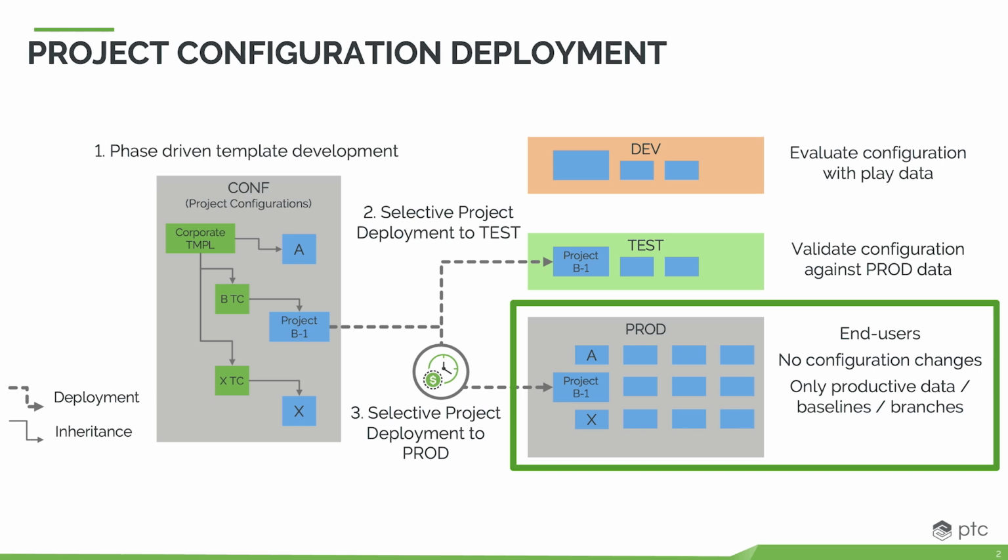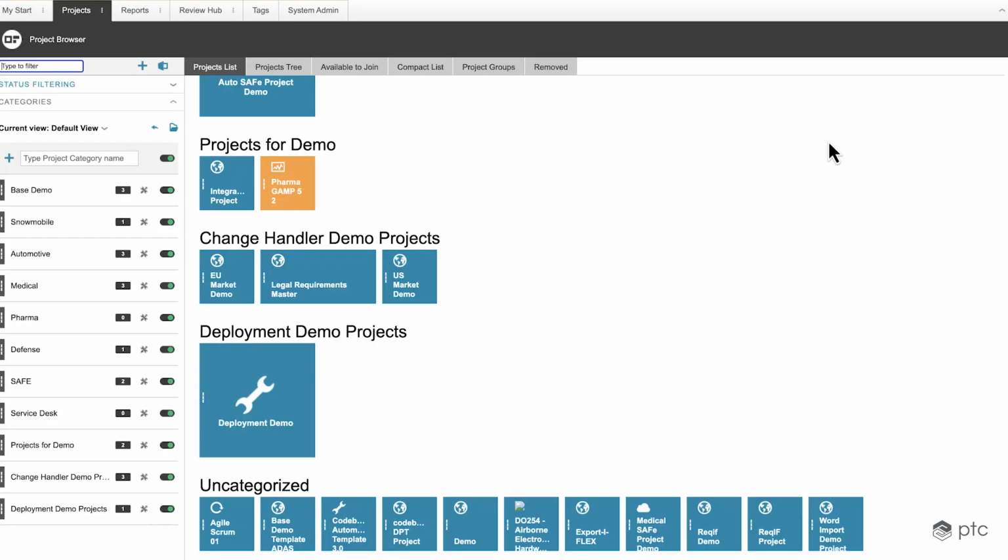The goal of this video is to show you how to take the current state of a project and migrate or deploy all of those changes to the other project that is supposedly in the prod or the test environment. For this demonstration, I'm going to use this deployment demo project, but before we start the deployment, we need to go to the System Admin tab.